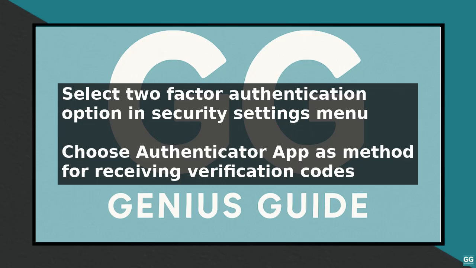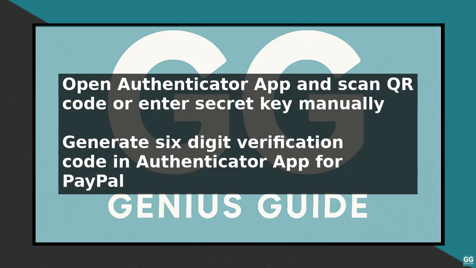Open the Authenticator app on your device and tap the plus icon or Add Account button to start the process of adding a new account. Choose the option to scan a QR code and point your device's camera at the QR code displayed on the PayPal website or mobile app. Alternatively, if you are given a secret key, select the option to enter a key and type it in manually.